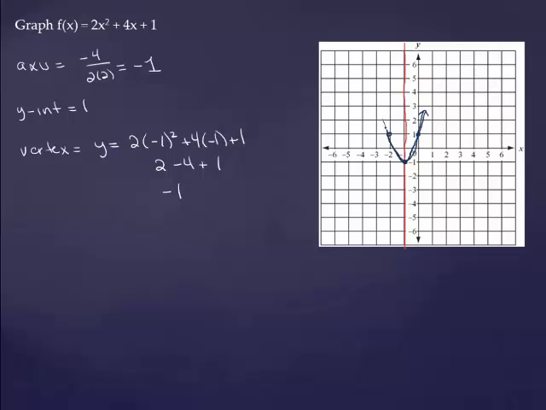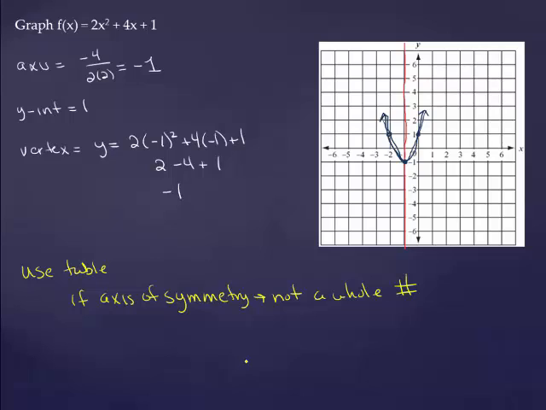Now, I prefer to use the axis of symmetry method whenever possible. However, I do sometimes use a table. And when I use a table is when my axis of symmetry is not a whole number. That's when I'll use a table.